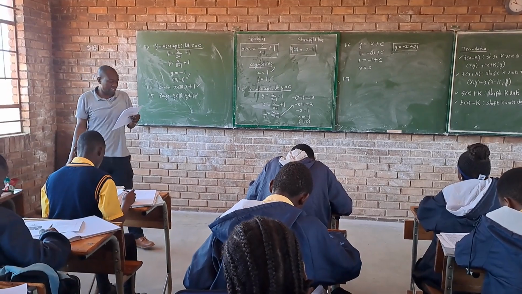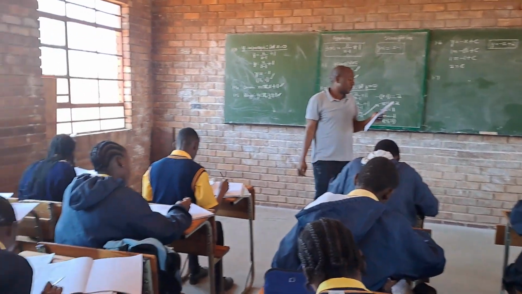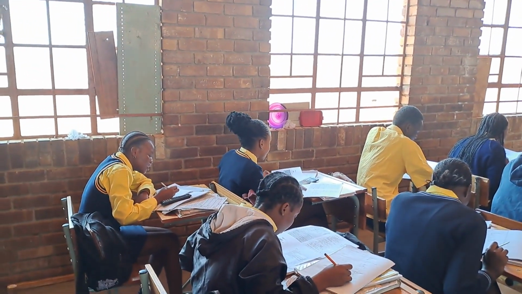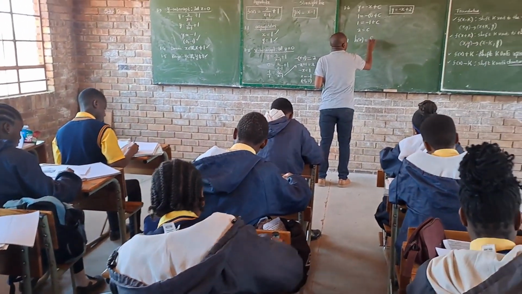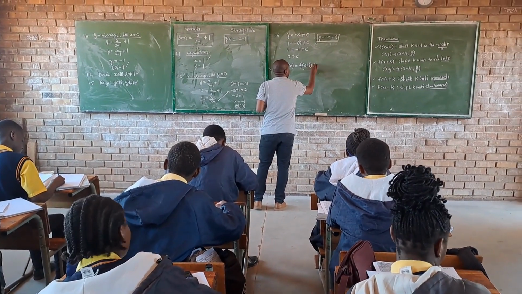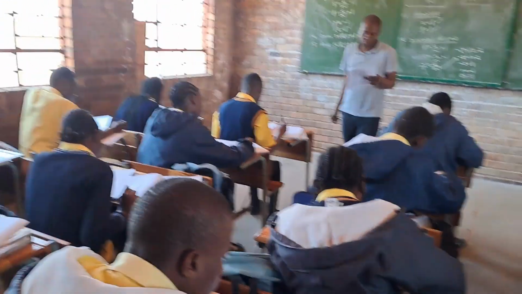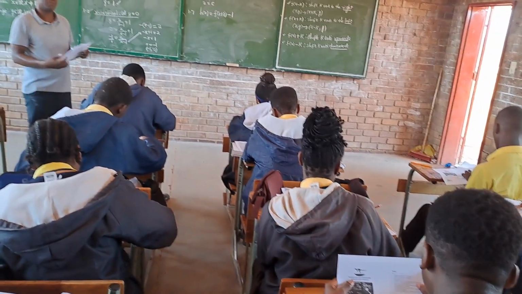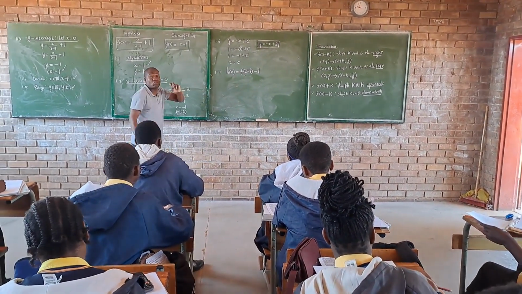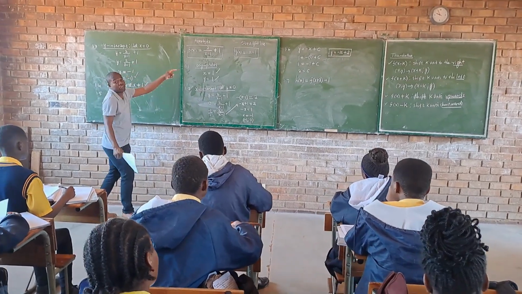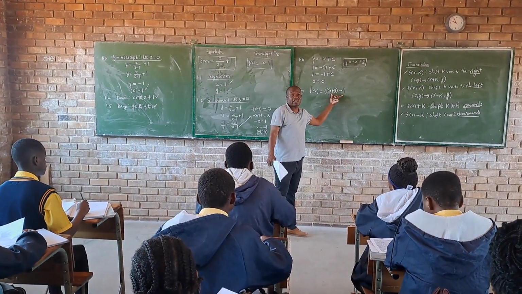Read the question. If h of x equals f of x plus 3 minus 1, then describe the transformation of h from f. You see that this h is a function of f, right? So you want to know what is going to happen. What will be the transformation when we move from f to h? We want to describe this.